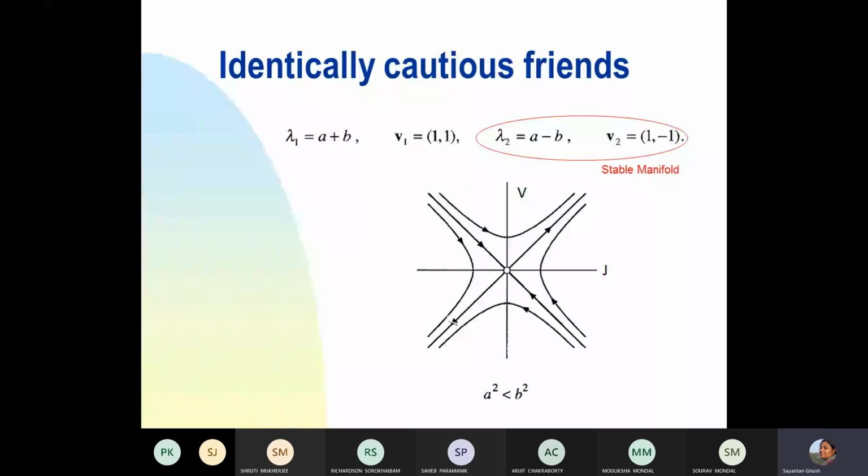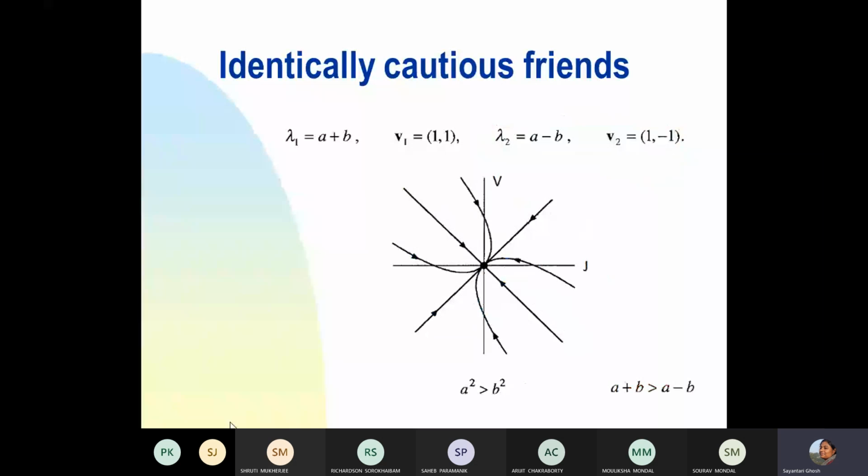But what does that mean in real life? In real life, a saddle or say a node like this points out towards something, right? A node like this, which is a stable point, if A square is greater than B square, boils down to a scenario where, what is the fixed point where all the trajectories are coming and entering? J is equal to 0, V is equal to 0, right? Origin, yes.